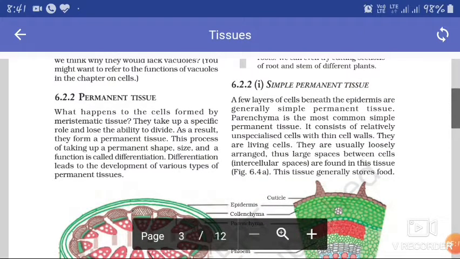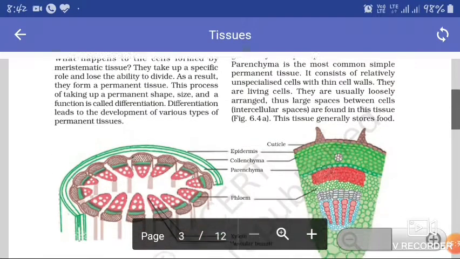What happens to the cells formed by the meristematic tissue? They take up a specific role and lose the ability to divide. As a result, they form a permanent tissue. The process of taking a permanent shape, size and function is called differentiation. Differentiation leads to the development of various types of permanent tissues.